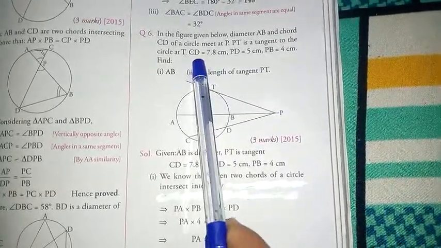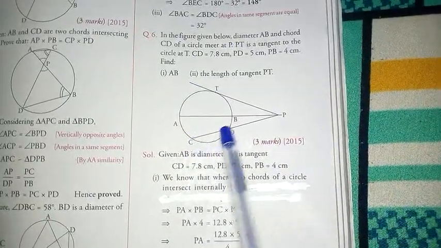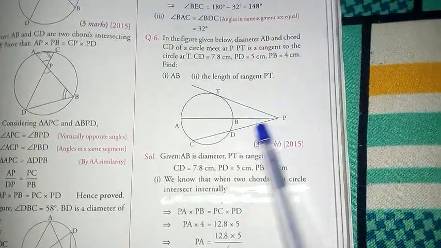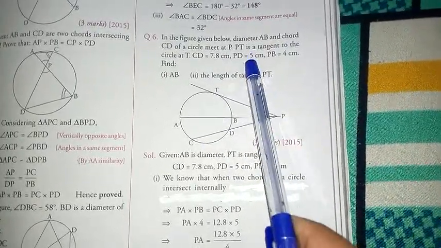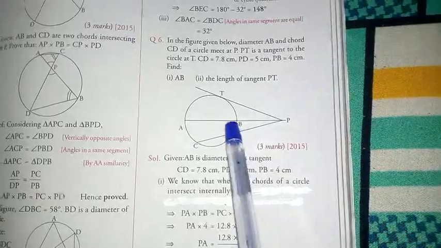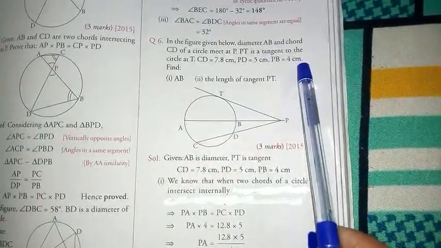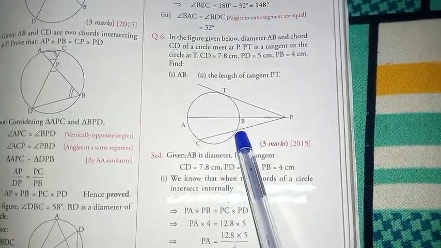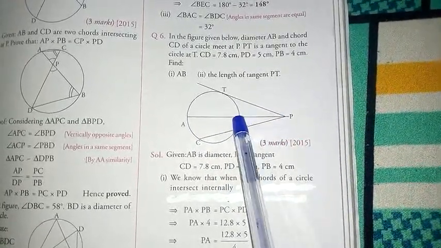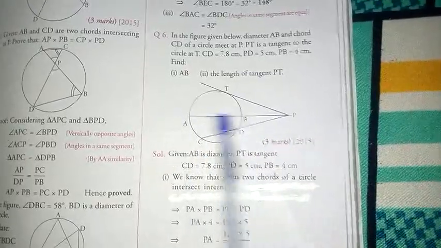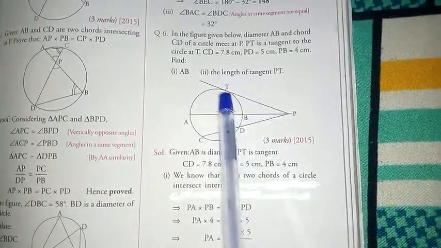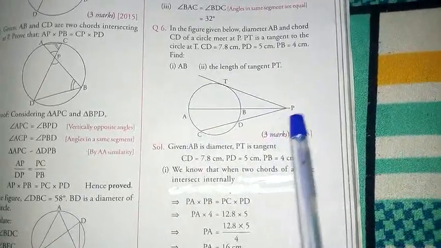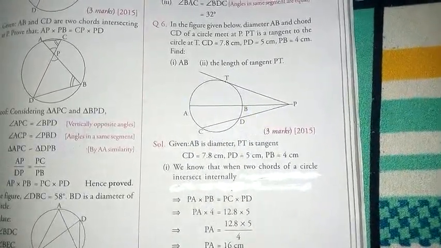So in that case here CD, you know CD means this chord, CD is 7.8 centimeter, and PD is the external extended line, PD is 5 centimeter, PB is 4, PB is this one, 4 centimeter. Now find AB, you have to find AB. That means CD is given, PD is given, PB is given, you have to find AB. And second, the length of tangent PT. So you have to find tangent also. So two things, one to find PT and second one to find AB.